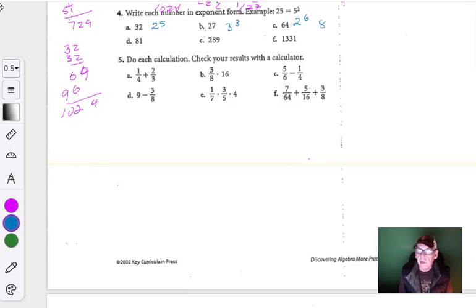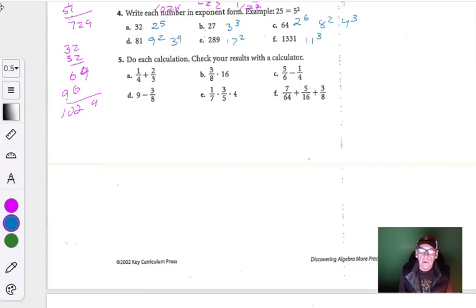Or we could think of it as 8 squared, or it would be 4 to the 3rd. So those are all possibilities for 64. 81 is 9 squared, but it also could be 3 to the 4th. 289 is 17 squared, and 1331 is 11 to the 3rd. I guessed and checked this one in the calculator is how I found that one.